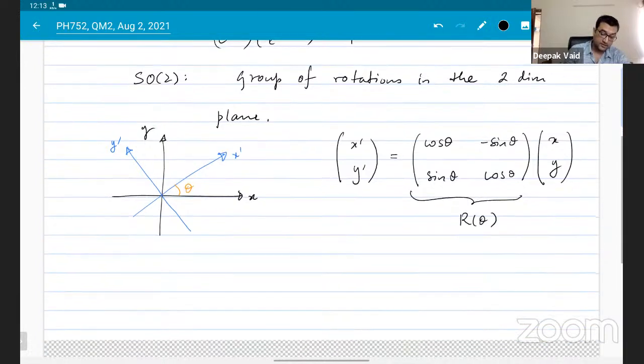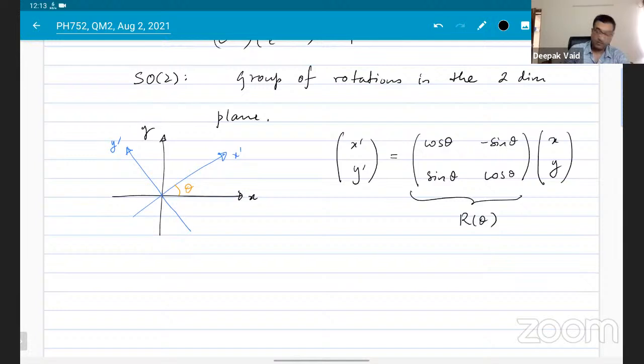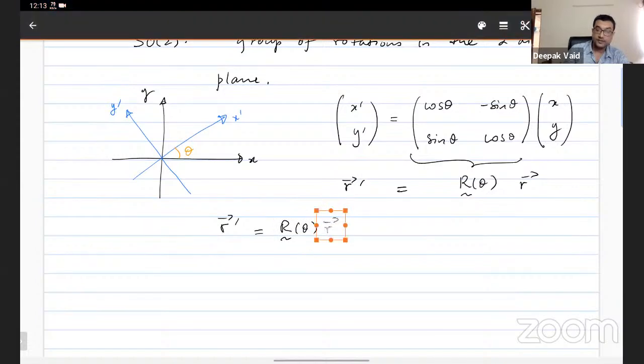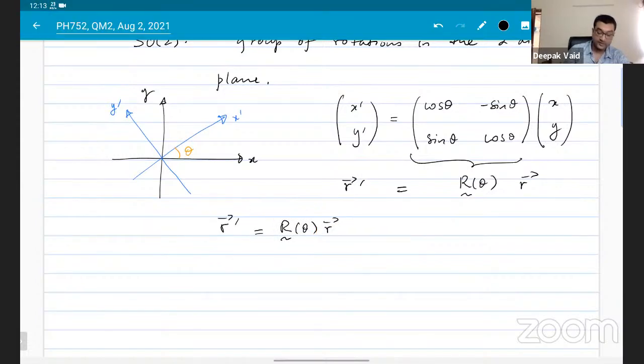And now let me consider what happens if I perform two different rotations. So if I perform two rotations, right? Let me write this as r prime, so r prime is equal to r theta times r, right? So this is a matrix. r is a vector, r prime is another vector. Then I perform another rotation.